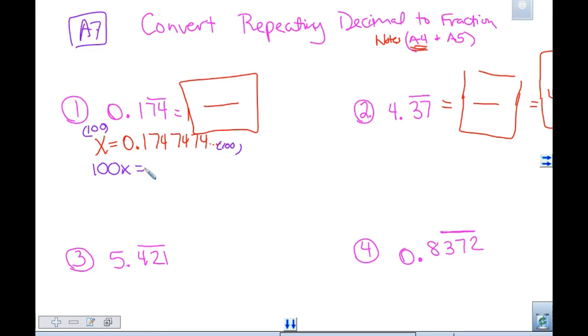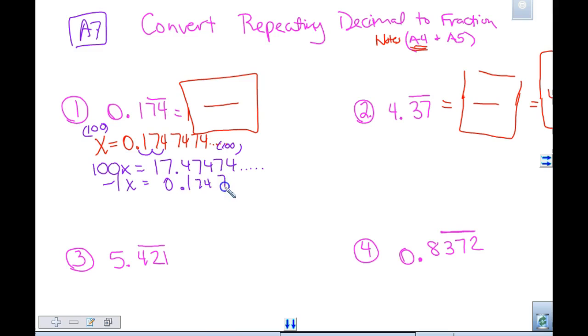Equals. When I multiply by 100, how many place values do I get to move my decimal? Two. 100, two zeros, two places. I'm at 17 point, and now I'm going to keep writing this: 4, 7, 4, 7, 4, dot, dot, dot, right? Copy it down with us. We're putting right below that the minus 1x. Oh, that was 0 point, right? 0.1.